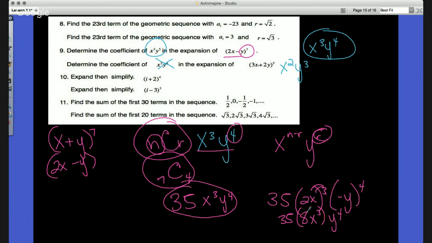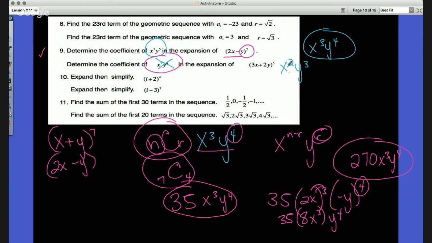So I have 35 times 8, which should be, I think, 280, x to the third, y to the fourth. So that would be my complete answer. Notice this is positive because it's to an even power. So just a heads up on that moving forward.